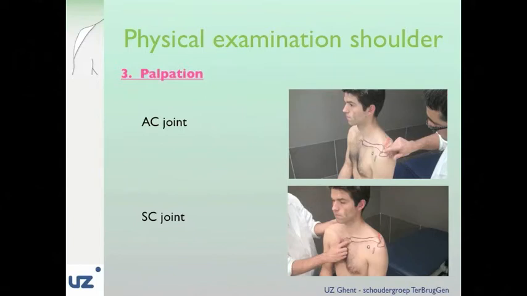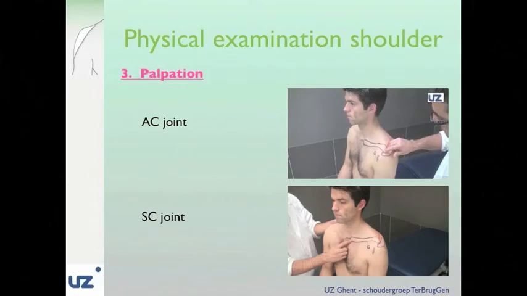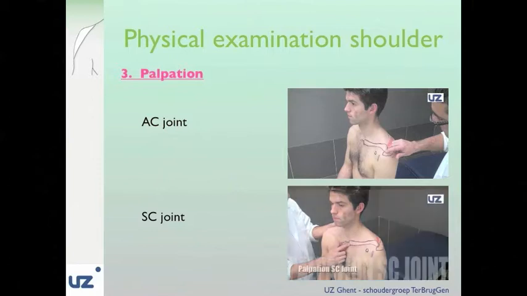The next step is palpation. First of all, the AC joint. Pain during palpation is mainly at the posterolateral corner of the AC joint, but the complete joint line needs to be palpated. Also, the SC joint can be palpated. Also, the AC joint needs to be palpated over the complete joint line. Several patients with the AC symptoms also have minor SC symptoms.